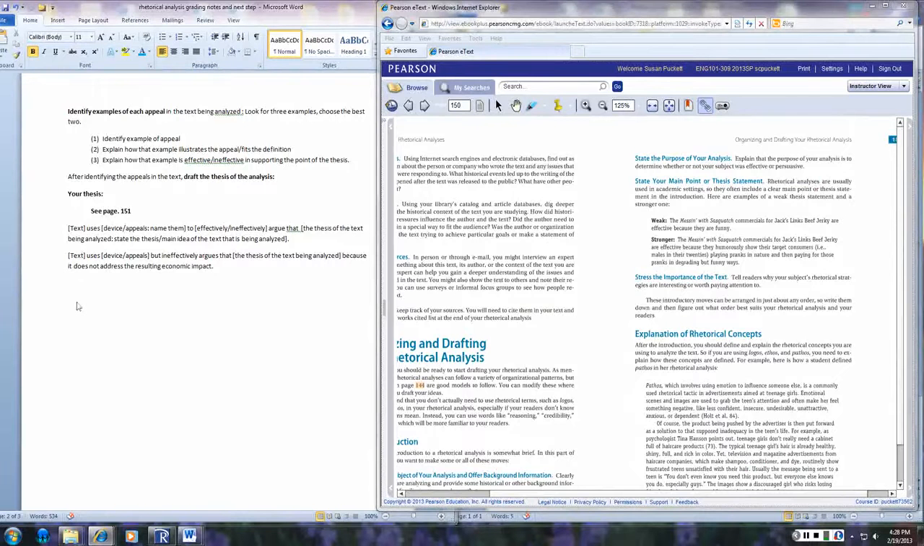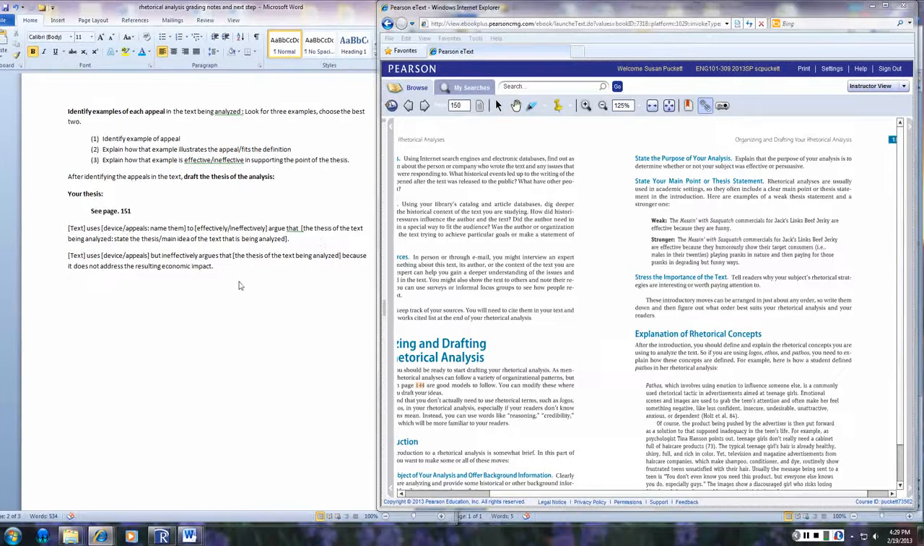The text, which is the title of your article or the title of your advertisement, uses what devices or appeals. At a minimum, you should have ethos, pathos, and logos. Is the text effective or ineffective? And what is the text arguing? You need to identify the thesis of the text being analyzed. So, this text uses these devices to effectively argue that, and what is the argument?